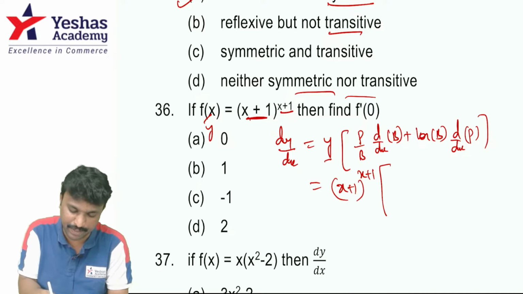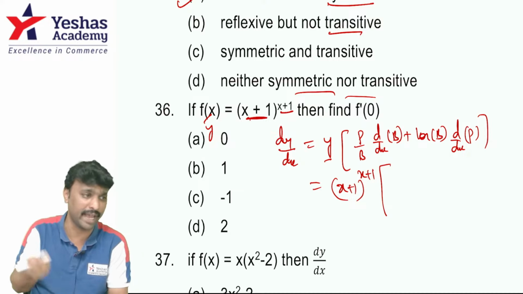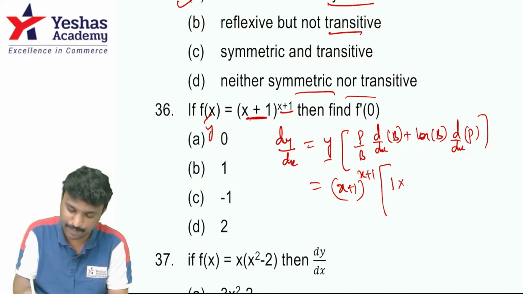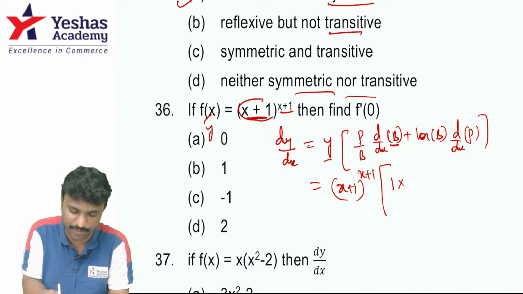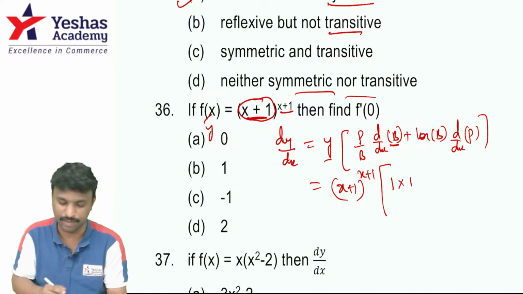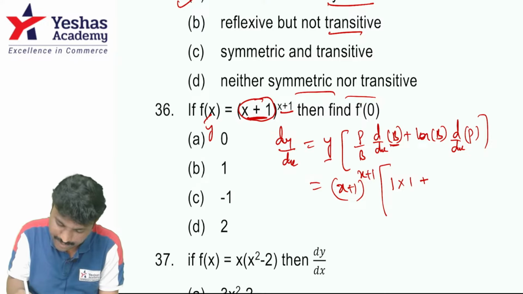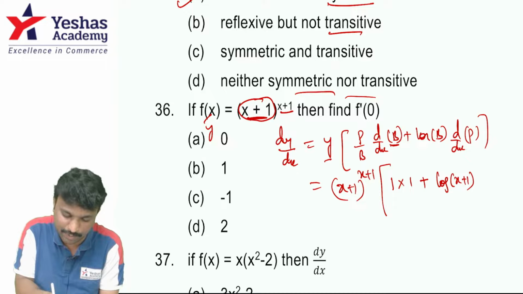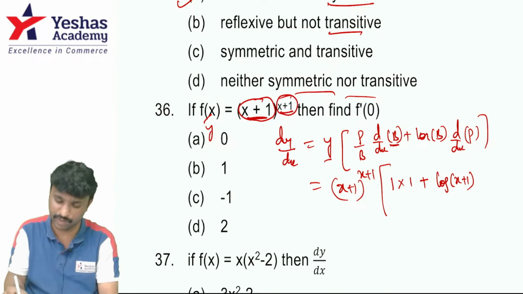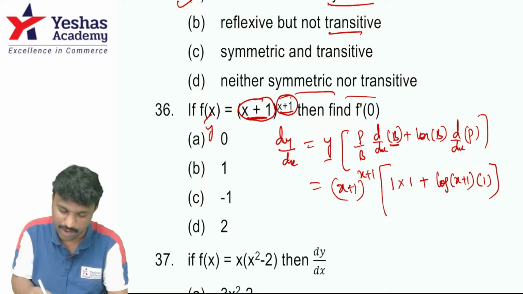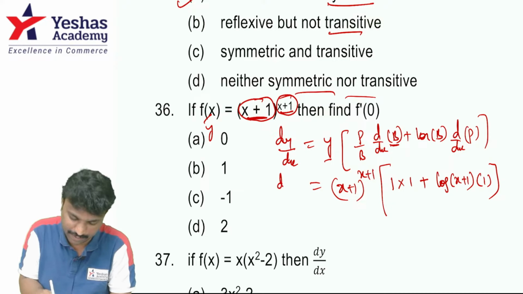And power by base, power and base both are same. When I divide them, I get 1. D by dx of base, base is x plus 1, derivative of x plus 1 is 1, because derivative of x is 1, derivative of 1 is 0, 1 plus 0 is 1, plus log of base, base is x plus 1, into d by dx of power, power is x plus 1, derivative of x plus 1 is 1. So ultimately this is what is dy by dx or f dash of x.